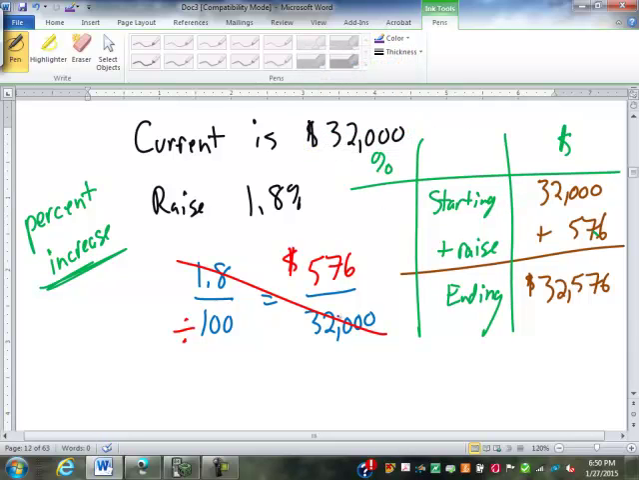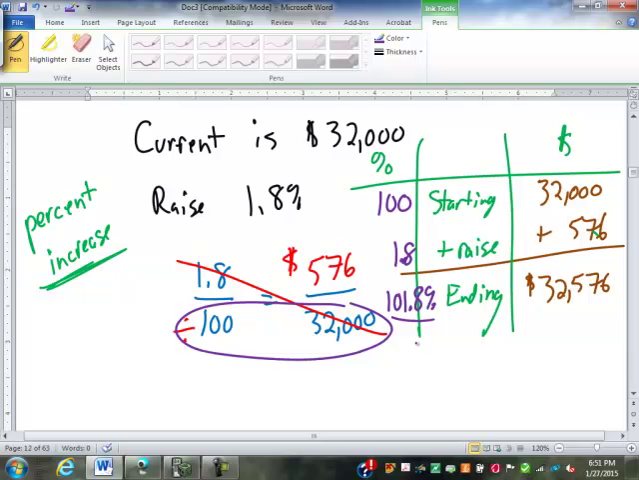But in this type of problem, there's also percents that represent each of those numbers. The starting salary, of course, we said was 100%. The amount of the raise was 1.8%. What that means is the ending salary, 100 plus 1.8, is 101.8% of the starting salary.